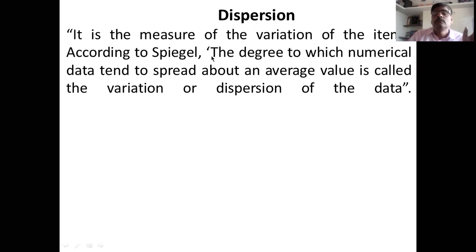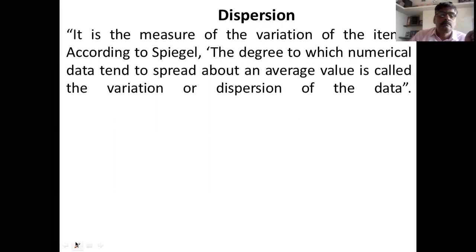According to Spiegel, the degree to which numerical data tend to spread about the average value. About the average value means mean value: from the mean value, how far that value is there. Finding the degree to which the numerical data tend to spread about the average value is called variation or dispersion of the data.